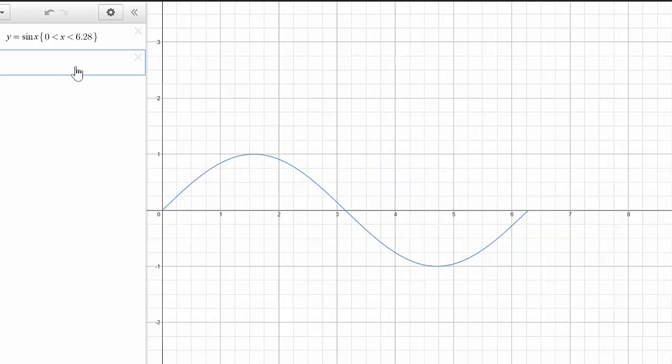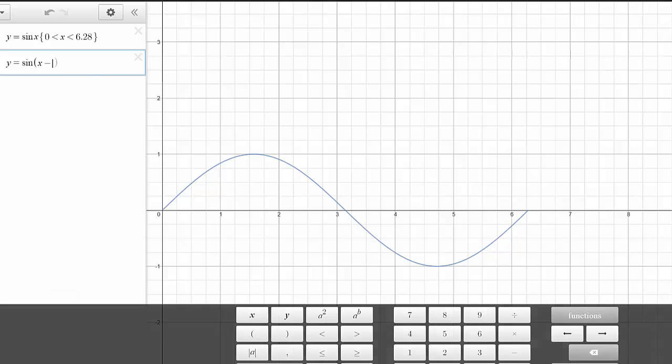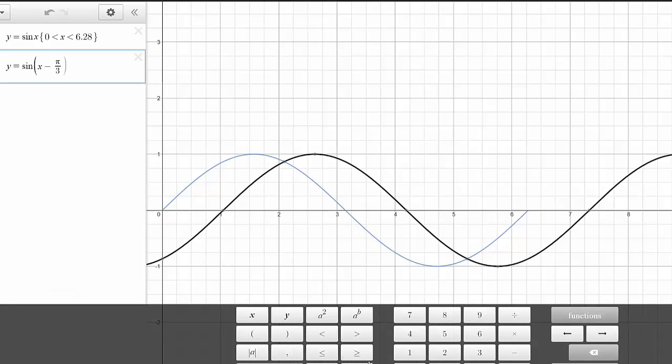Alright, so we are going to take a look now. What happens when we do pi over 3? That doesn't work to type pi. We actually have to figure out with the little calculator menu, we have to find pi and put pi over 3. You can see in black there, it's shifted things over by pi over 3 units.